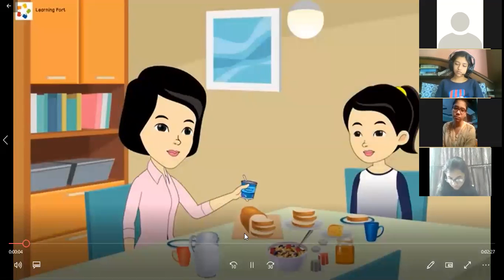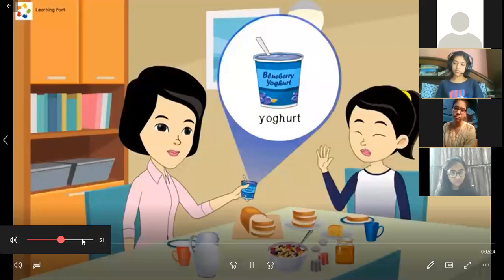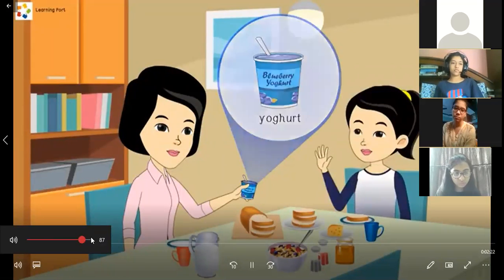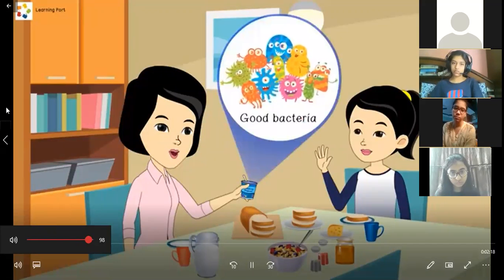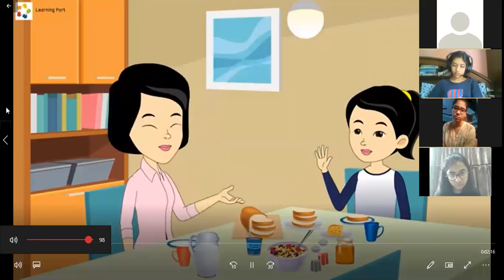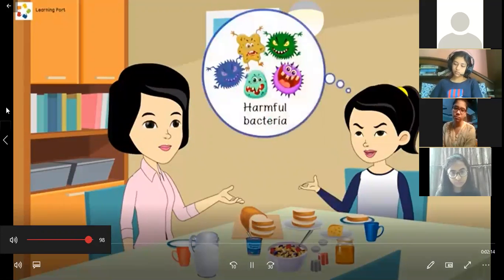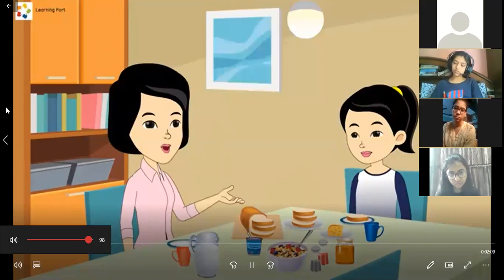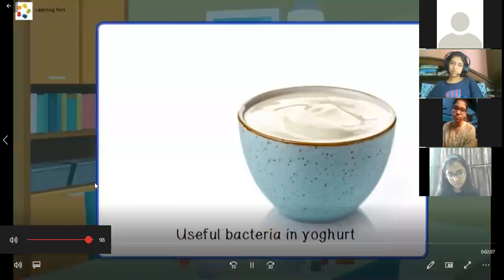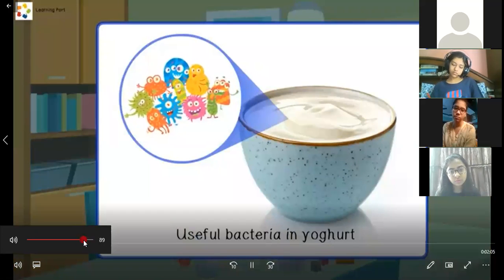Jessie's mother asked her to eat some yogurt, but Jessie doesn't like yogurt. Mother tells Jessie, "It's very good for your health because it contains good bacteria." Jessie replies, "But my teacher says bacteria are harmful." Mother explains, "Not all bacteria are bad. The bacteria in yogurt are useful.